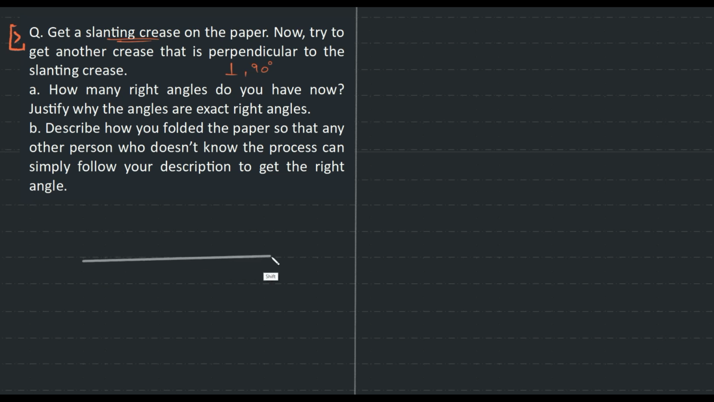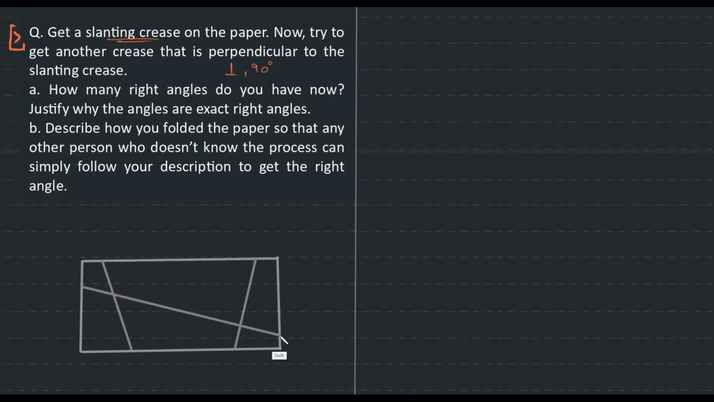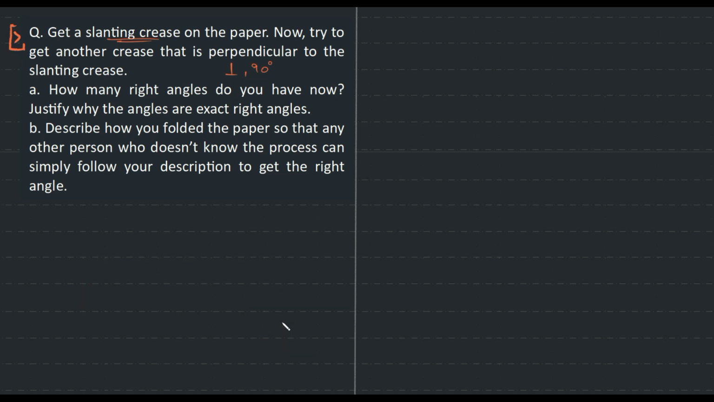When we have a sheet of paper, a slanting crease would be something like this. This will be a slanting crease, that is not in line with the edges, basically. This is another example, and another example, so on and so forth. Those are all your slanting creases.